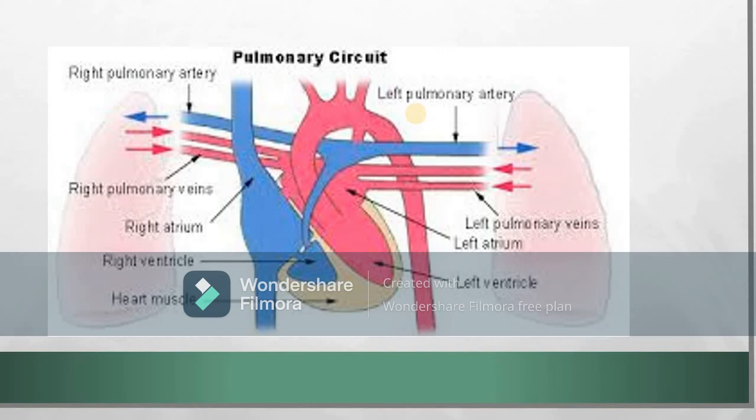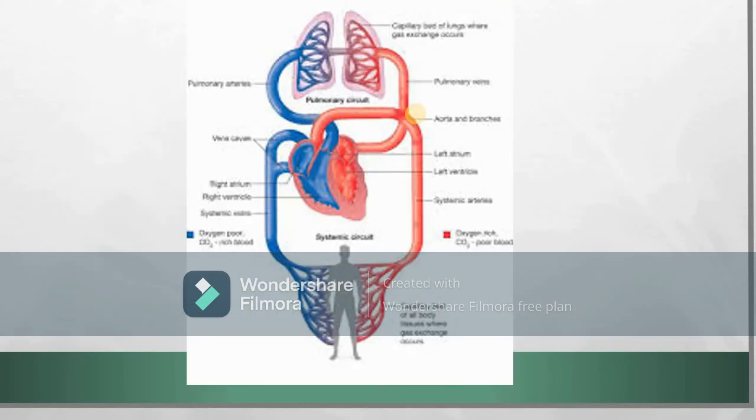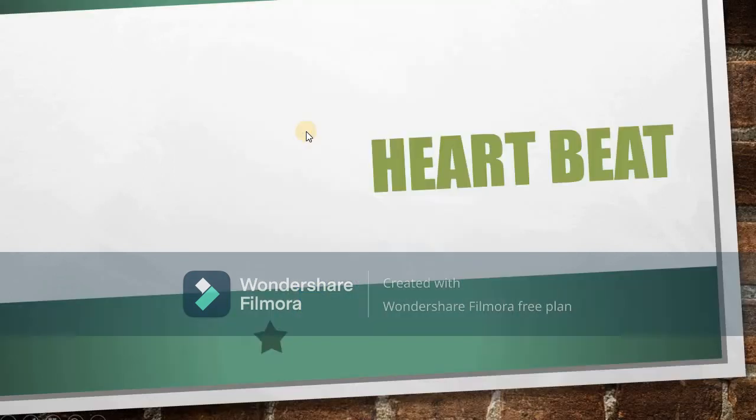Similarly, the pathway on which oxygenated blood is carried from the heart to the body and from the body to the heart is called the systemic circulation. This is the whole procedure. These are the pulmonary arteries in blue, and these are the systemic arteries in red, and it is giving blood to the whole body, and it is taking it back from the body to the heart.